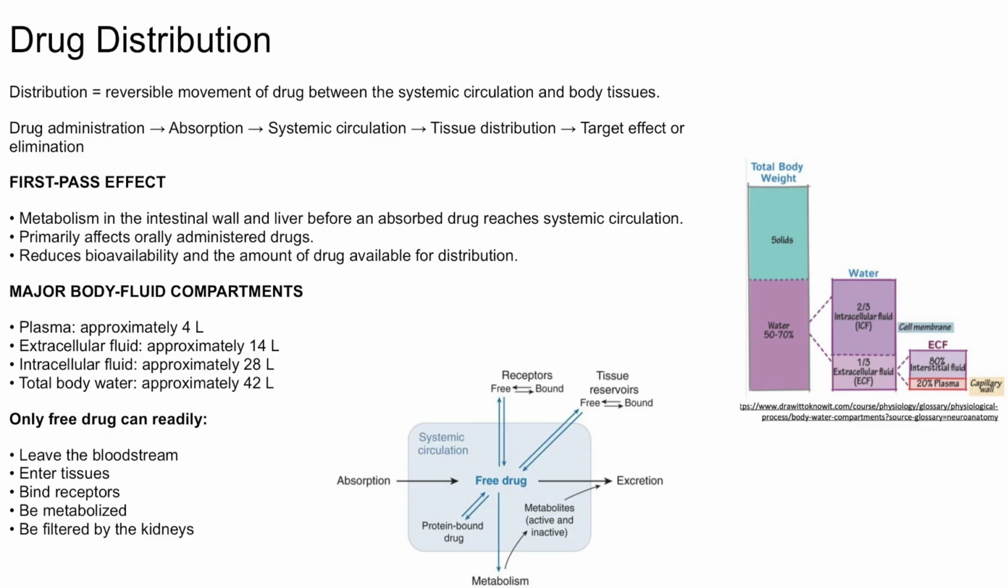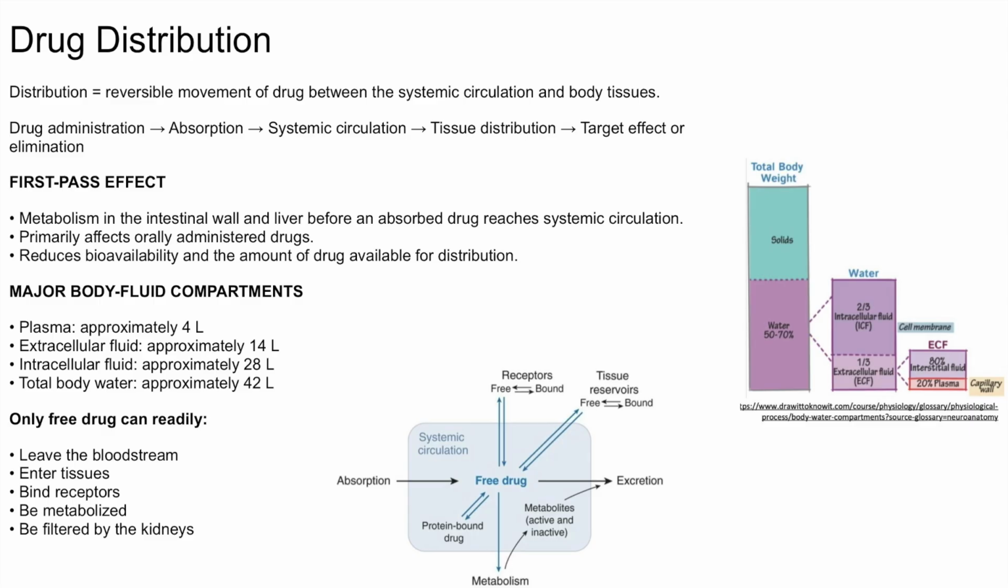In a typical 70-kilogram adult, plasma is about 4 liters. Extracellular fluid is about 14 liters. Intracellular fluid is about 28 liters. And total body water is about 42 liters. These are approximations that vary with age, sex, body composition, etc. But, just good numbers to know.